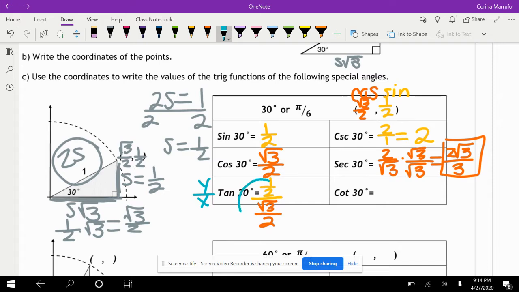You multiply the outside one. So you multiply 1 times 2. And that gives us 2. That's what goes on top. Divided by. And then you multiply the inside one. So 2 times the square root of 3.